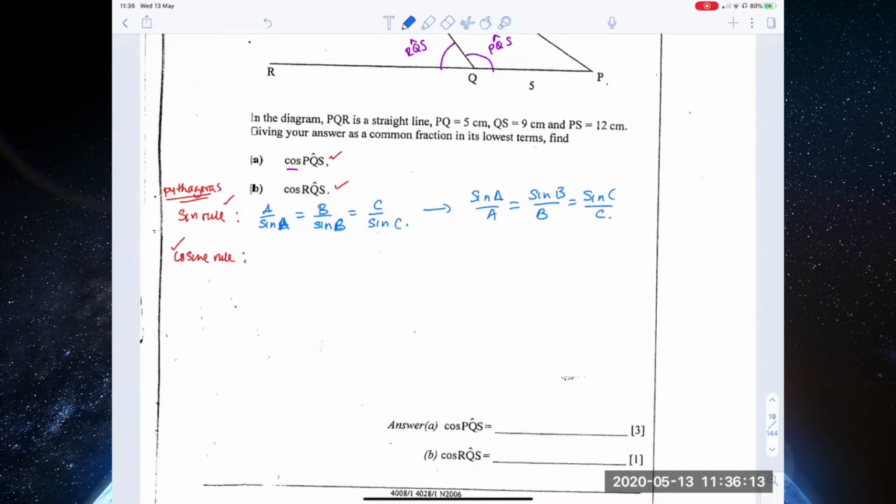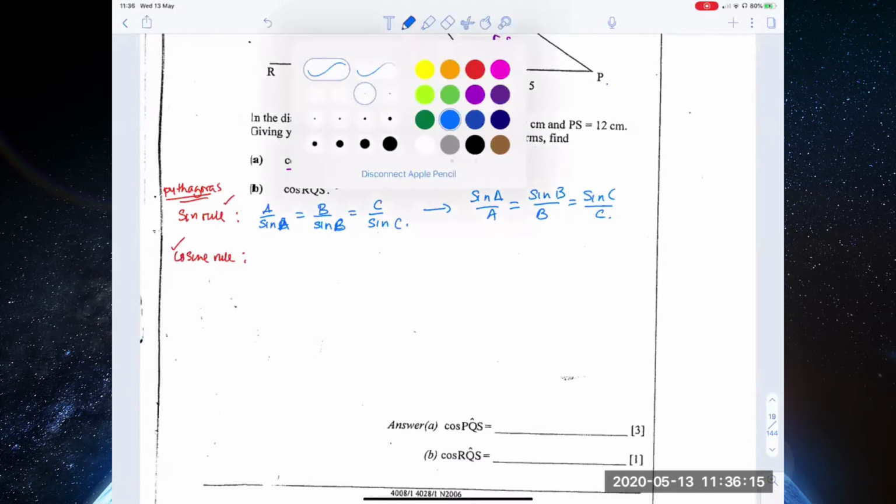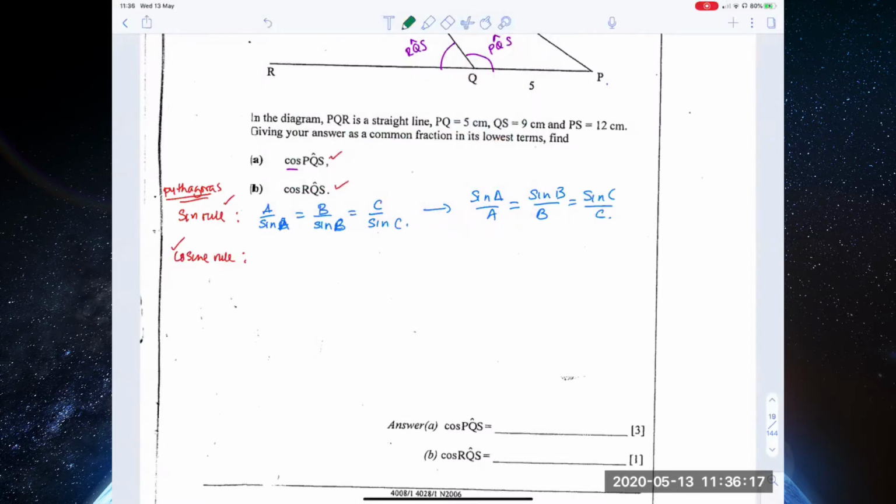What about the cosine rule? a squared plus b squared minus 2ab. Is equal to what?